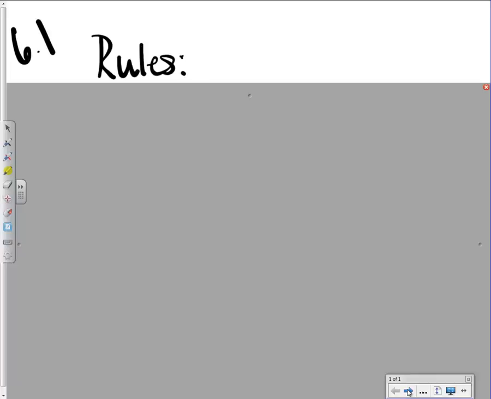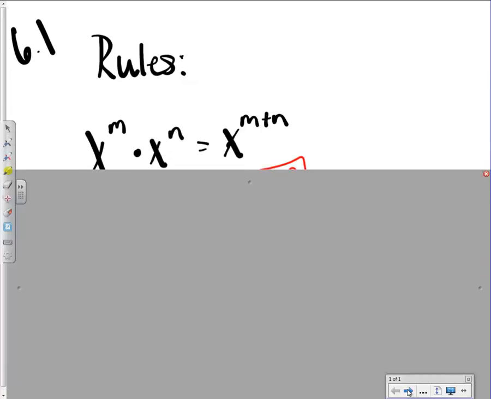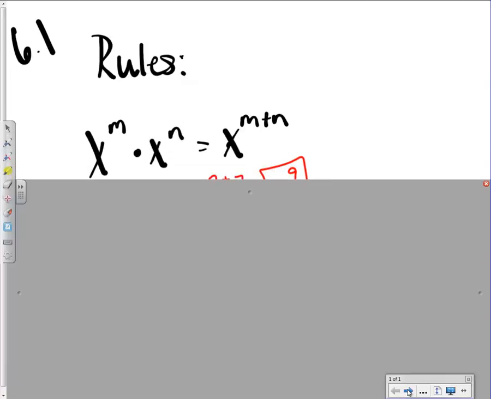Okay, so we're going to talk about 6.1 on our last unit here. There are two new rules that I need to teach you for us to be able to work through all of the problems for 6.1. And so the two rules are listed here.